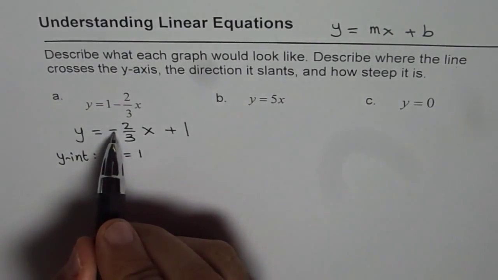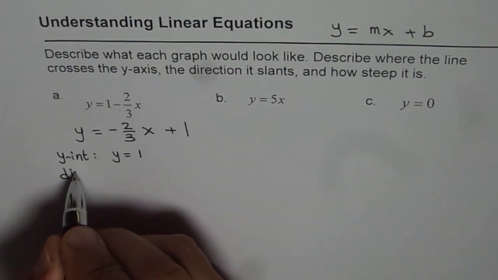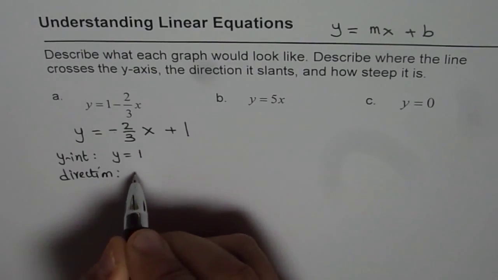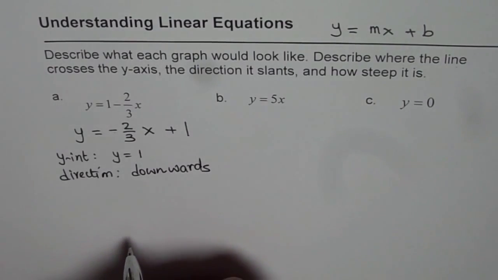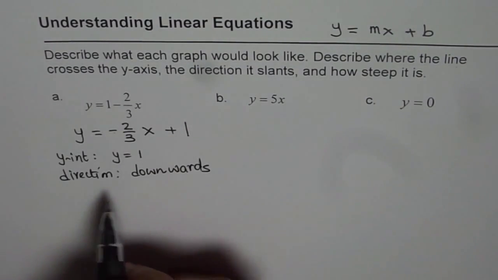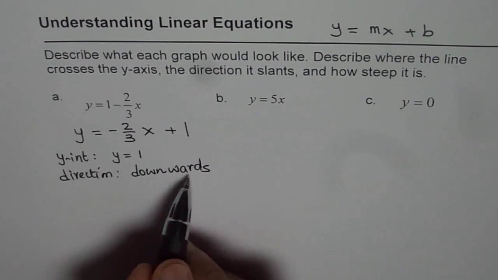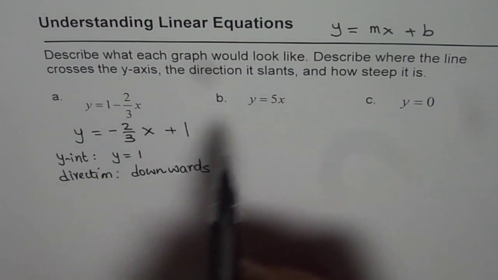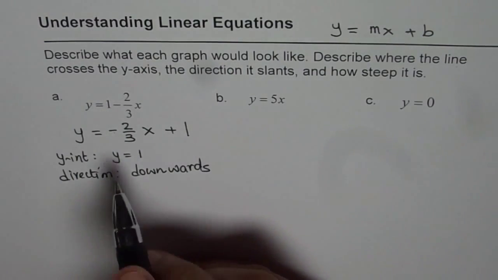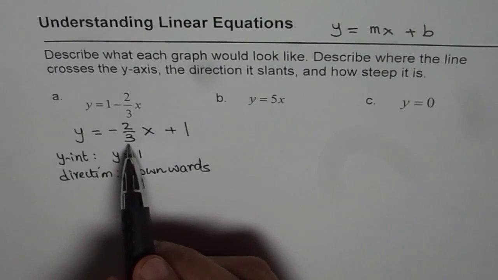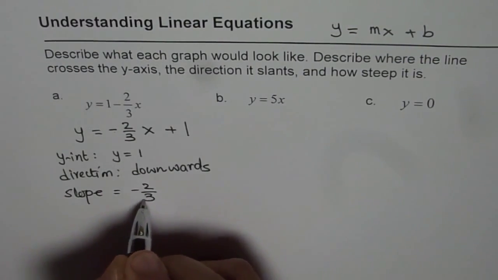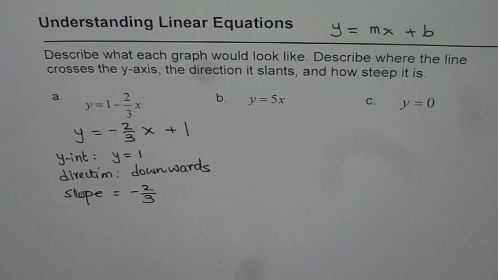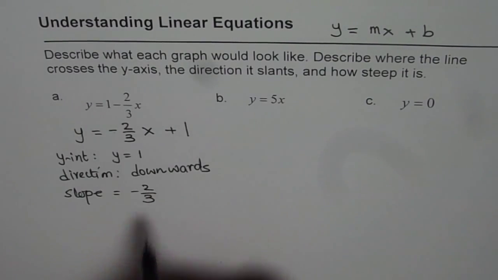Direction is, since this is negative, downwards, right? So that is to say, as you move from left to right, the slope is going downwards. How steep it is, that is to say the value 2/3, right? So it rises 2 and runs 3, or you can say slope is equal to minus 2/3. So the minus gives you the direction, which is downwards, and how steep it is is the fraction 2/3.